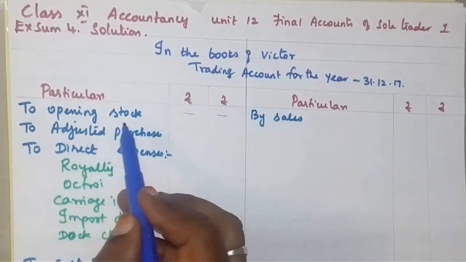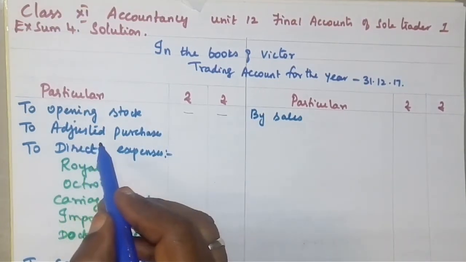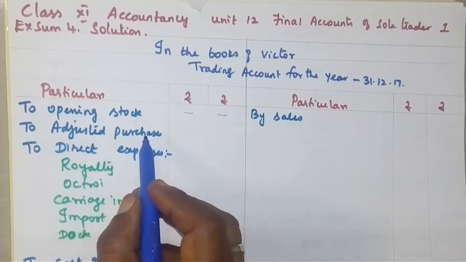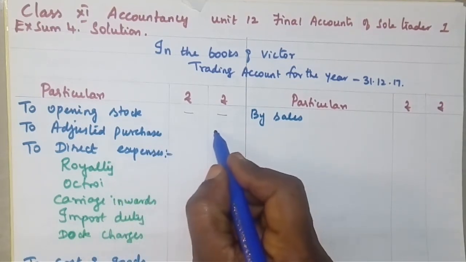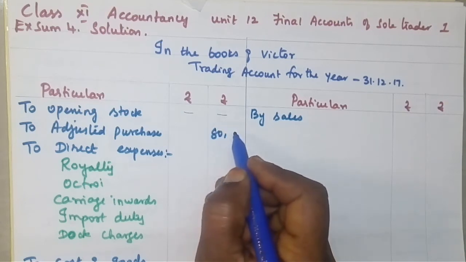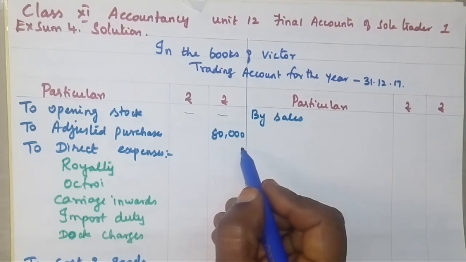As per the format, to opening stock. They have not given the opening stock, previous year illa. So we have only the adjusted purchases. Other we have to mention here. Adjusted purchases rupees 80,000. Purchase return illa, adanala we are putting it directly in the outer column.